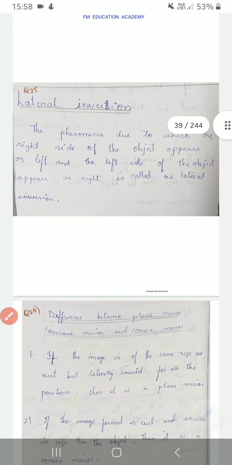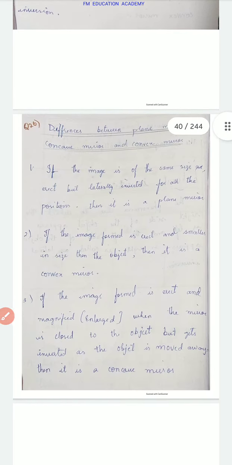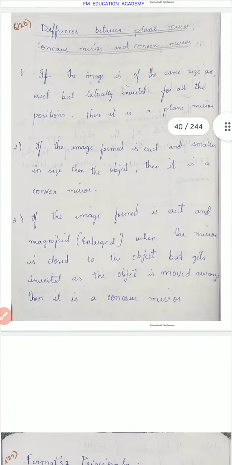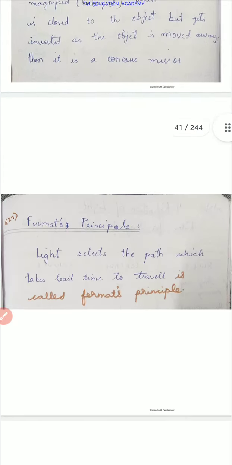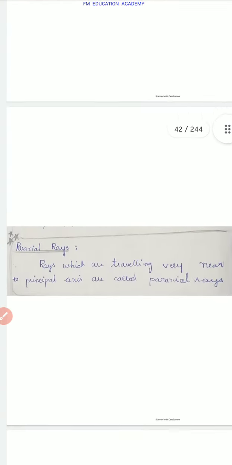And then it can ask you what is lateral inversion, the definition. Then it can ask you differences between plane mirror, concave mirror and convex mirror. Then Fermat's principle can come. Then paraxial rays. Okay, all are very important.